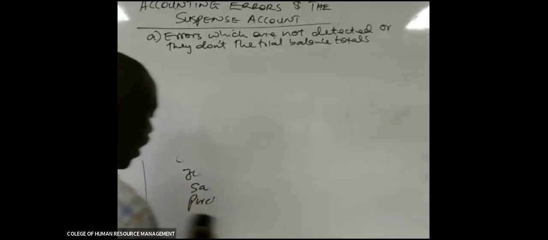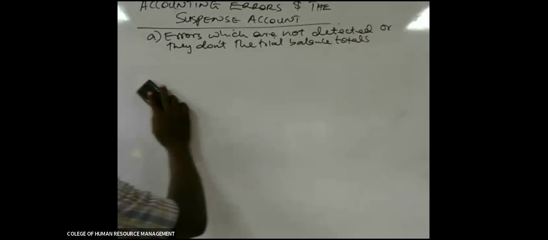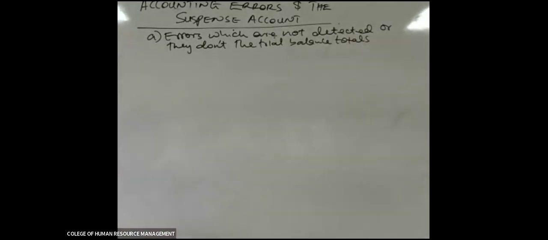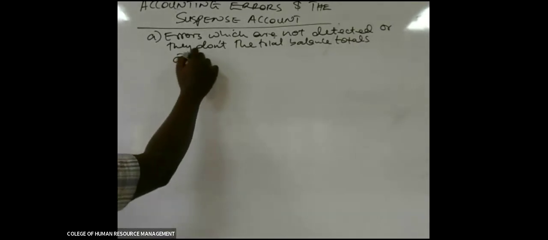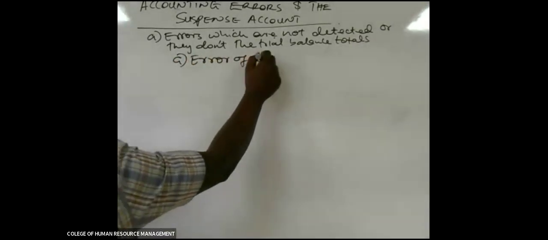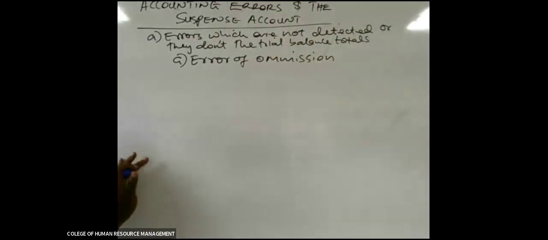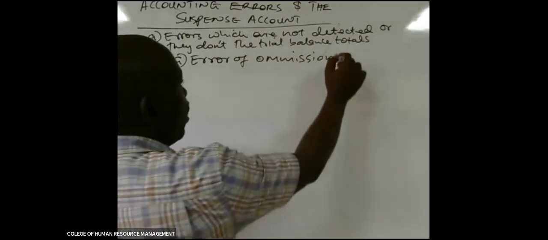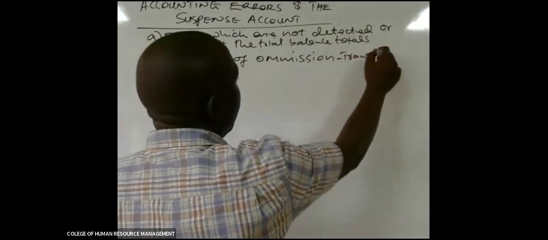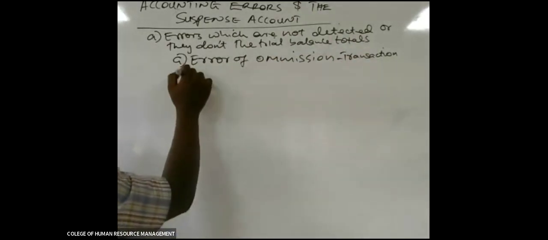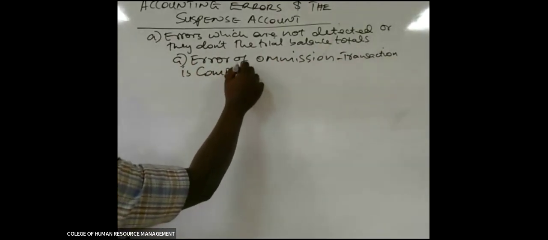The errors which are not detected in the trial balance, because the trial balance will not tell you whether there's something wrong, include, A, the error of omission. This occurs when the transaction is completely omitted from books.